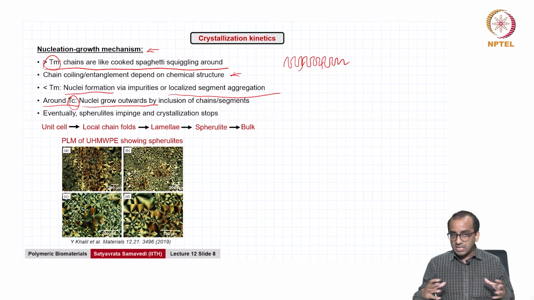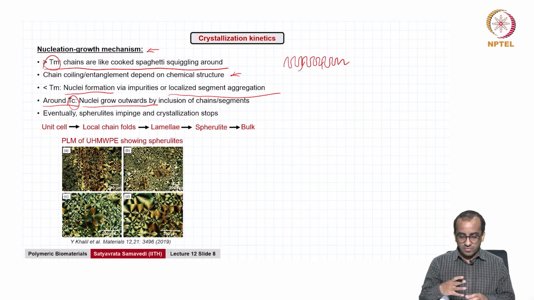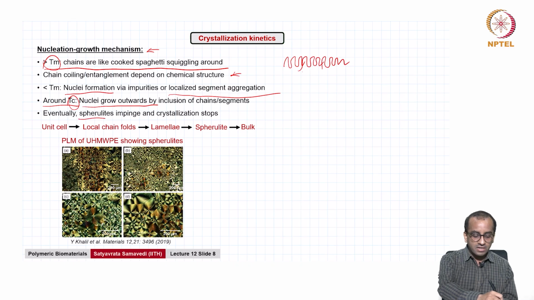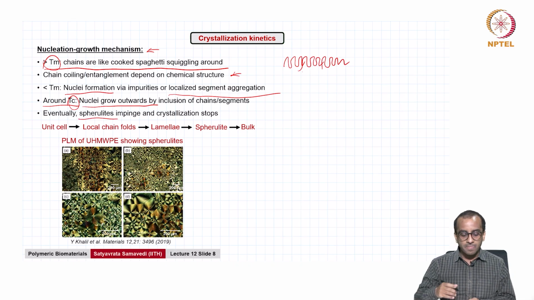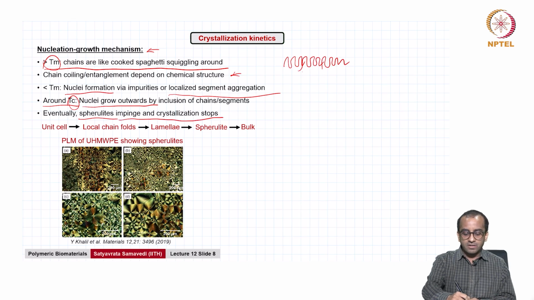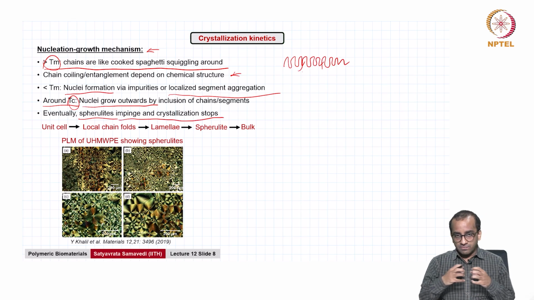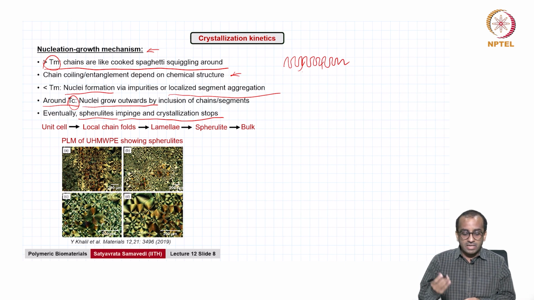And as they start growing radially outward, you form structures at larger length scales. If you zoom out a bit more, you start to see that spherulites eventually form, which we saw on one of the earlier slides in this lecture. And eventually all of this stops because these spherulites keep growing, and you have to imagine this in 3 dimensions. They are growing radially, and they will eventually impinge against each other, and that is when crystallization will stop.